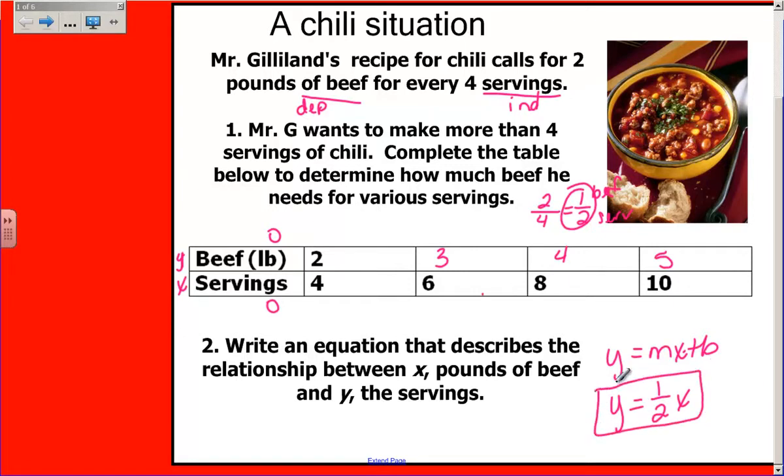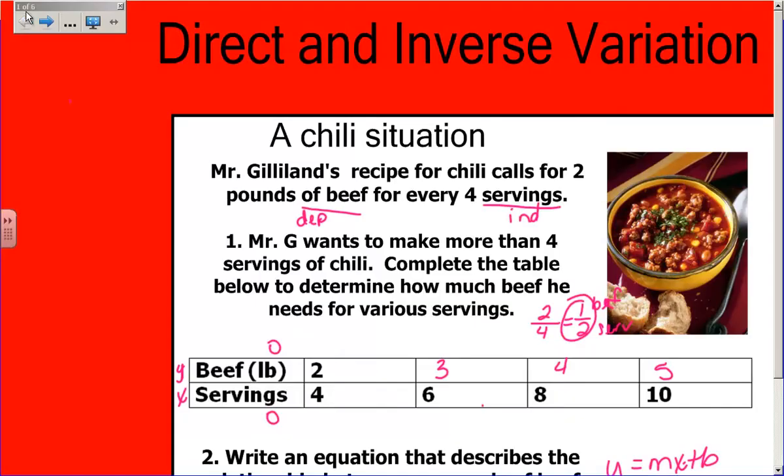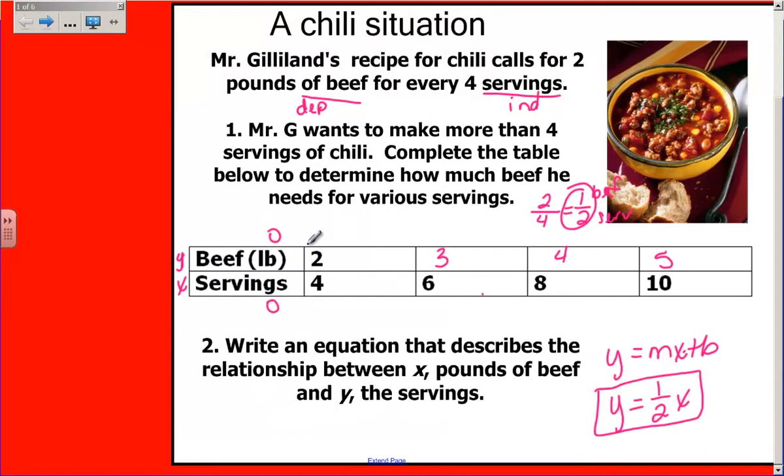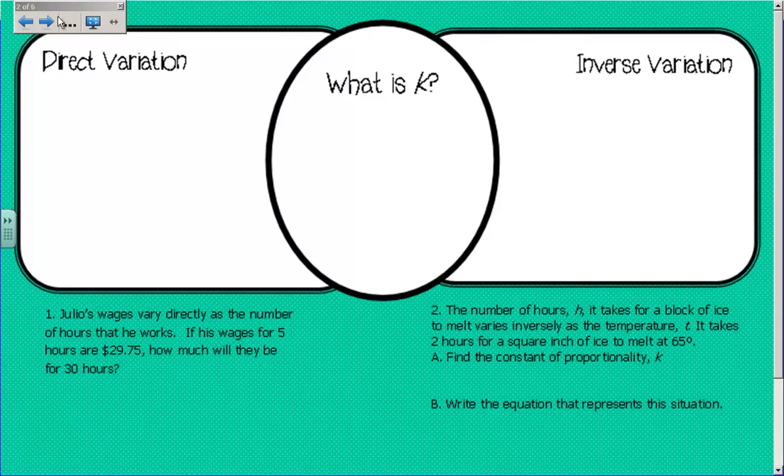And this is not only a linear equation, but it is considered a direct variation equation, and we're going to talk about why. If you look at what's happening in our table, the amount of beef we need increases every time the number of servings we need increases. So both of my variables are increasing at the same time. When both things increase or both things decrease, when they're doing the same thing, they are either both going up or both going down, then what I have is considered a direct variation.